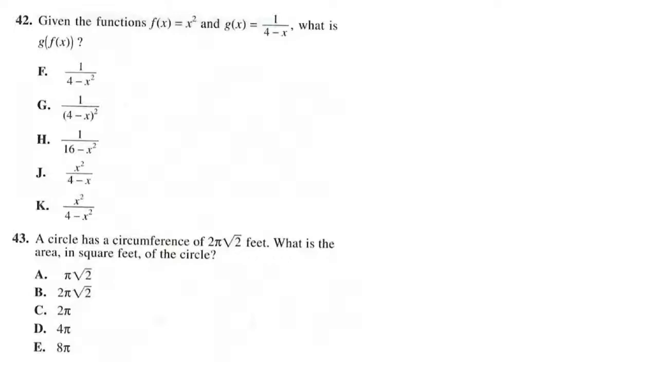Okay, so let's start with number 42. In 42, it is asking us to find g of f of x. And so when we work this out, what this is asking us to do is take our function here, x squared, and substitute that in for x. So we see that g of f of x is going to be 1 over 4 minus x squared. So that is going to be answer choice F.